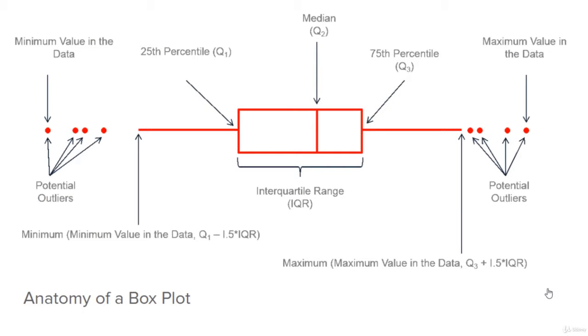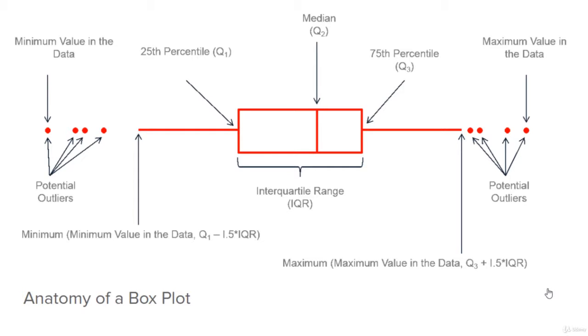The median is represented by the line in this rectangular shaped box. The line is not exactly in the middle, but the line separating the big rectangular box into smaller boxes is the median. The 75th percentile is on the right hand side and the 25th percentile is on the left hand side. The range between the 25th and the 75th percentile is called the interquartile range.